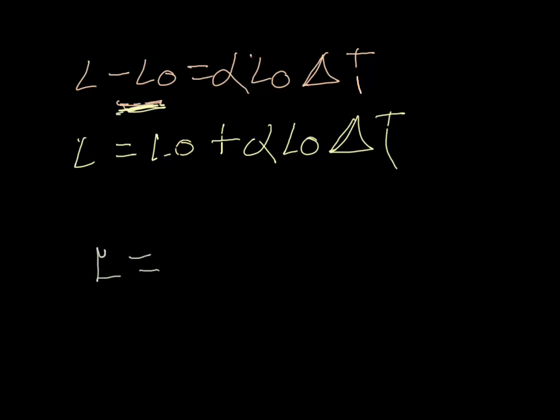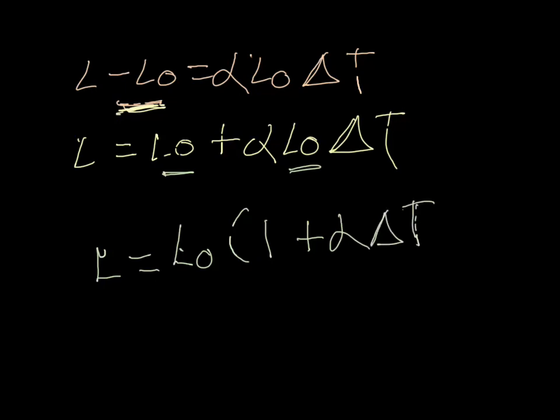L equals, so there's a common factor here of L naught, and a common factor here of L naught. If I take that out, L naught times one plus alpha delta T. So that's the final equation we have there.